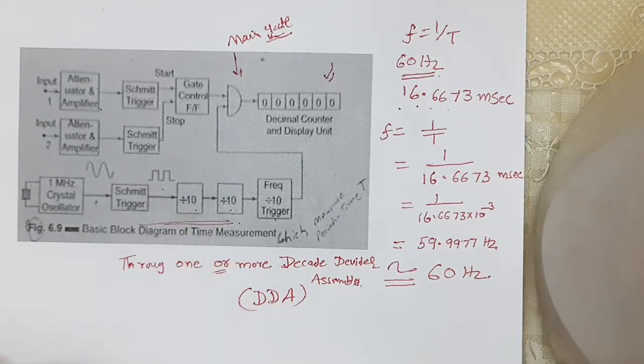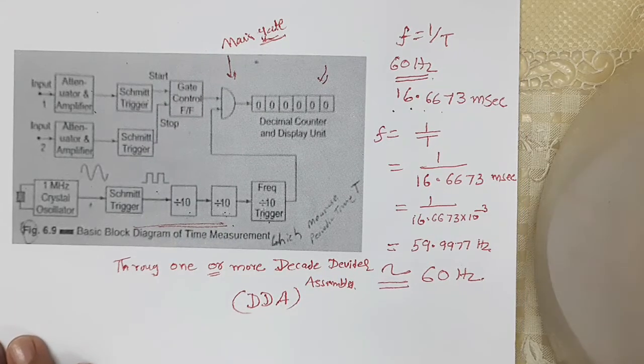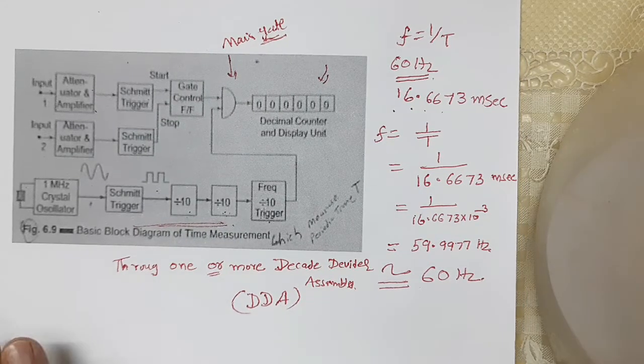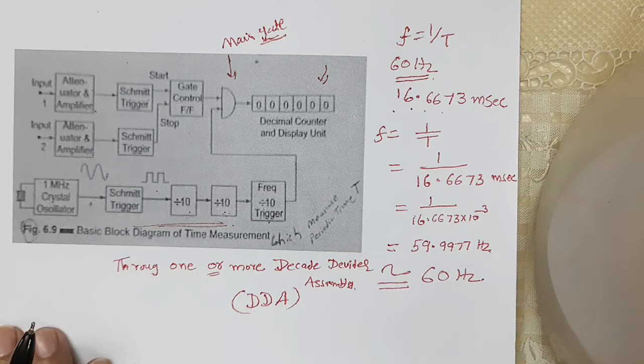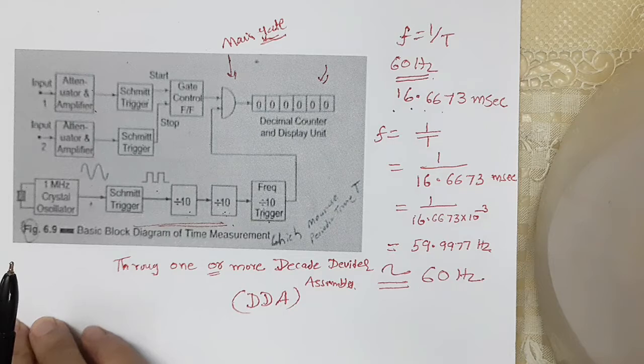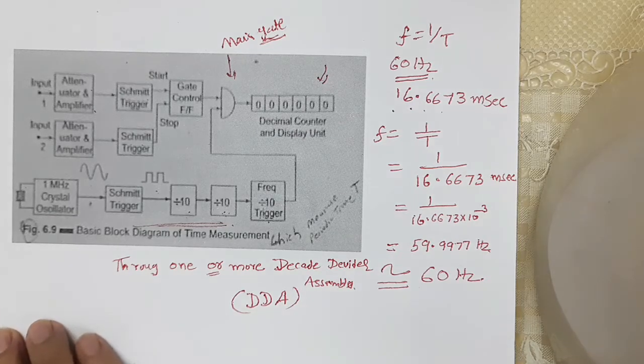TYBSc Electronics EL5503, Unit 2 Digital Instruments. Now we discuss the block diagram of a single and multiple period measurement. This is lecture 11. For discussing the single and multiple period measurement, we just repeat the last lecture.